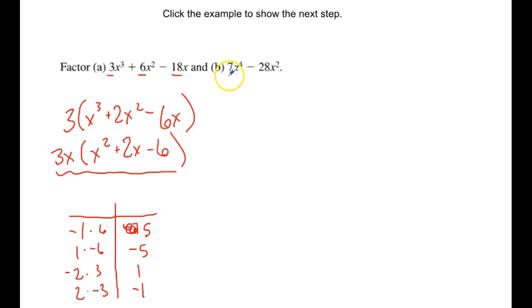So now let's look at B. So let's see if there's anything I can pull out first. So I notice that each term is divisible by 7. So let's go ahead and pull that 7 out. So I'm left with 7 times the quantity x to the 4th minus 4x squared.